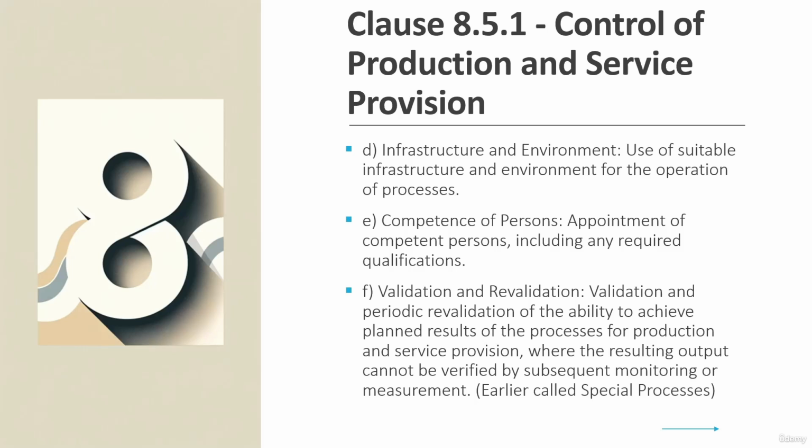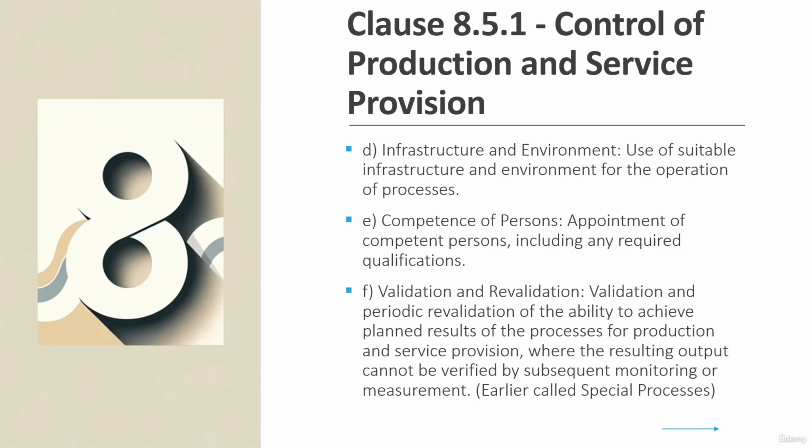And the next item here is validation and revalidation. Previously also we talked about verification and validation. Now this validation is different. Here we are talking about validation of those processes where the result of output cannot be verified by subsequent monitoring and measurement. This requirement in the earlier versions of ISO 9001 was called the special process. The special processes are those where the output cannot be verified by checking. You need to do something to manage the process. So the process has to be right, and with that you would expect that the output would be right.